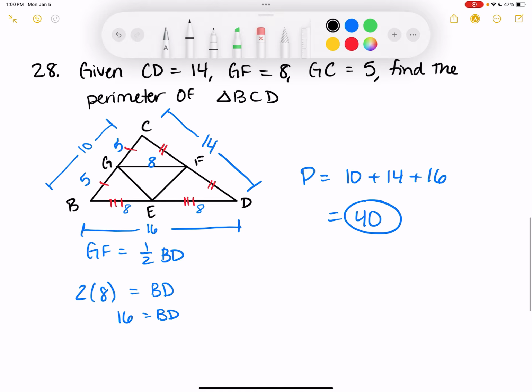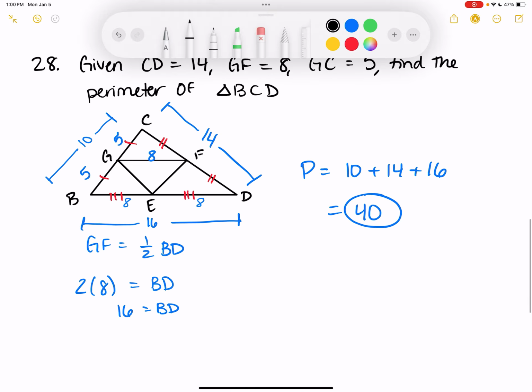Now, just for the sake of having another one, or if they asked us to find the perimeter, let's do it this way. Find the perimeter. This is not what this question asks. I'm just having us do it. Of triangle EFG.